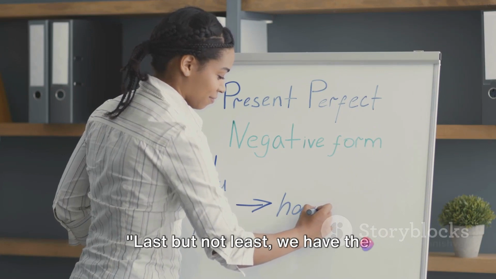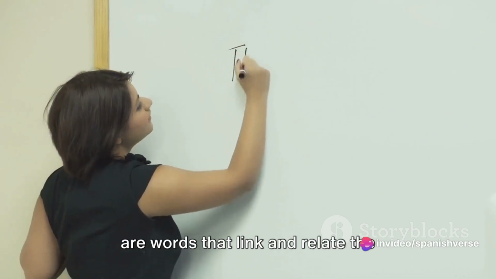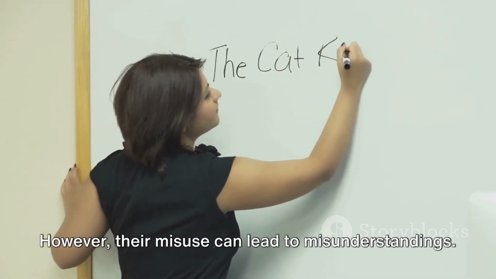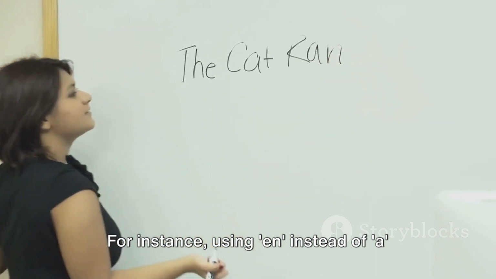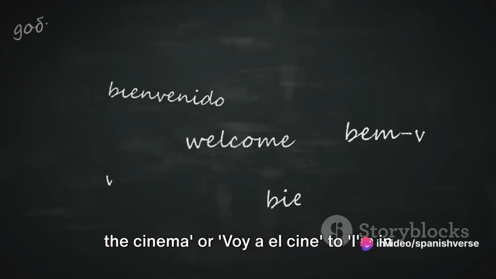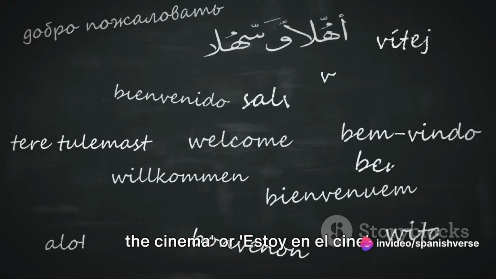Last but not least, we have the incorrect use of prepositions. In Spanish, as in English, prepositions are words that link and relate the elements of a sentence. However, their misuse can lead to misunderstandings. For instance, using en instead of a can change a sentence from I'm going to the cinema or voy a el cine to I'm in the cinema or estoy en el cine.